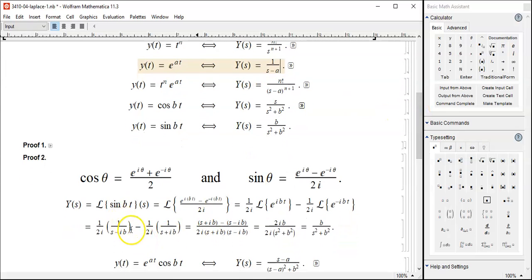So what do we have? 1 over s minus ib, 1 over s plus ib. These are conjugates, so if I take the common denominator and multiply these two, we have s plus ib, s minus ib, they're conjugate, so we get s squared plus b squared. And then the numerator, what do you get? s plus ib minus s minus ib. This time, s minus s cancel each other out. We have 2ib. And then we have 2i down here and 2i up here. They cancel each other out. And what do we get? We have b over s squared plus b squared. That's precisely what we wanted.